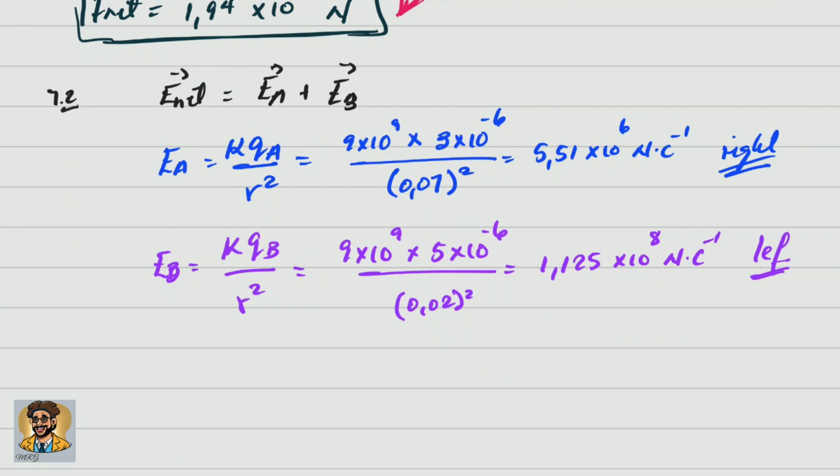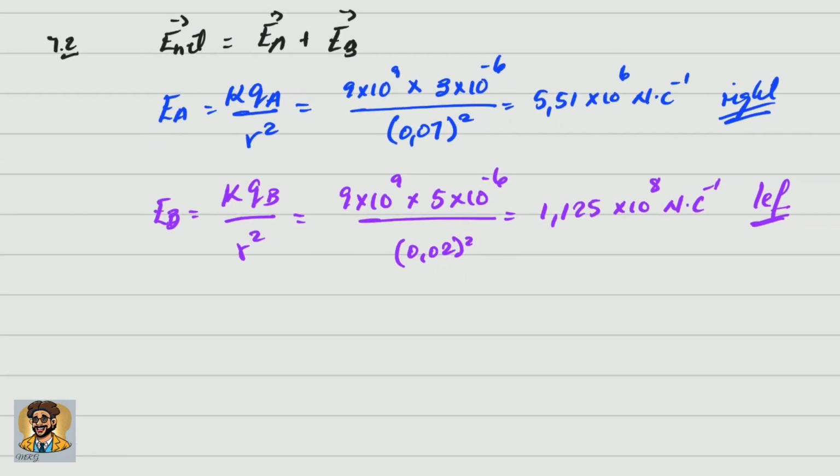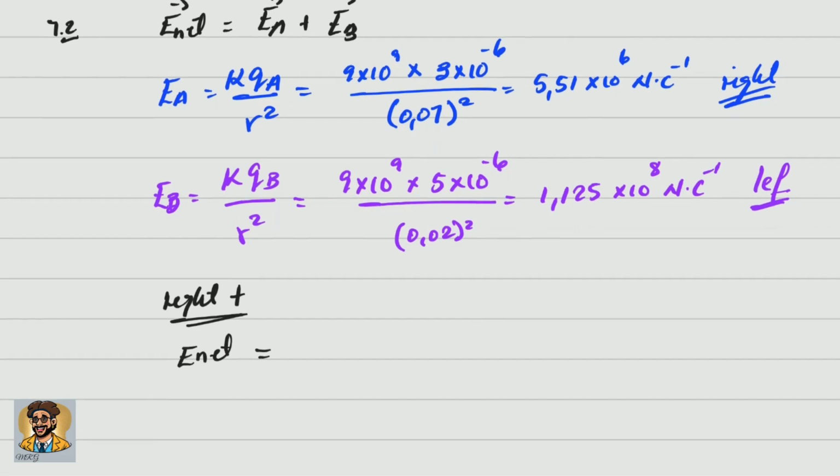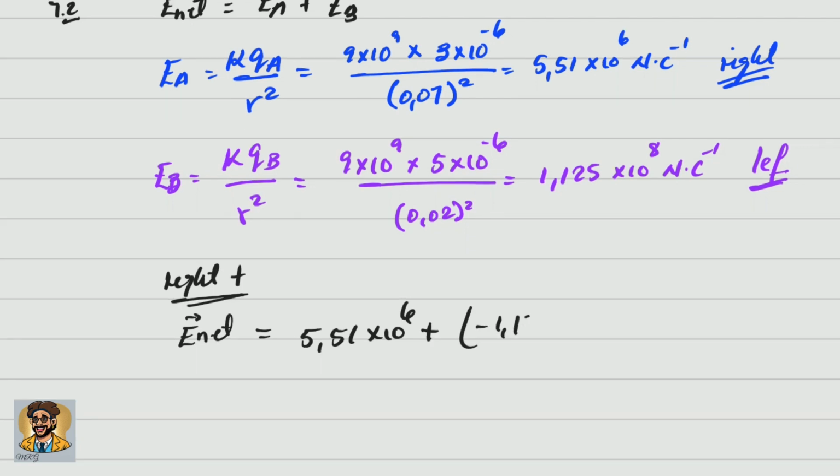Because we have different directions, we have to select which one is going to be our positive direction here. Let's say right is positive. Most of the time people use right as positive, so it doesn't really matter, but let's use right as positive. So E net, let's do it at the bottom here. E net is equal to EA, which is positive because it's to the right, so it's 5,51 times 10 to the 6, plus minus 1,125 times 10 to the 8.